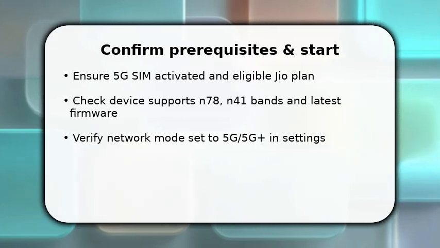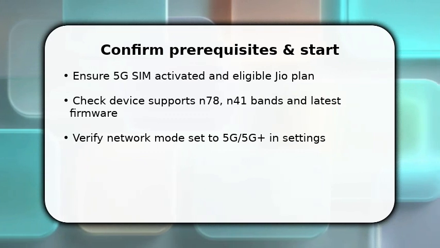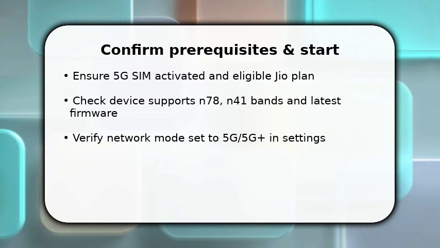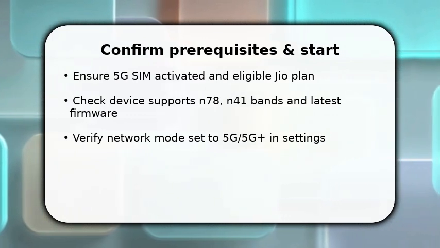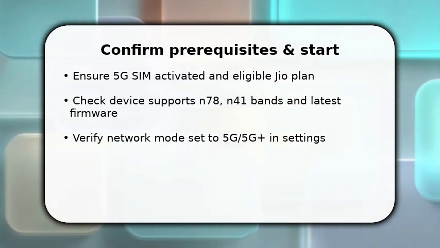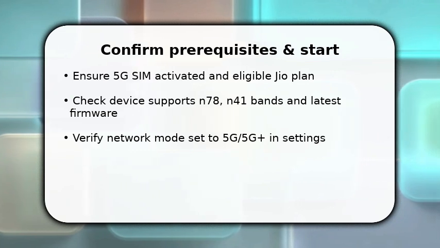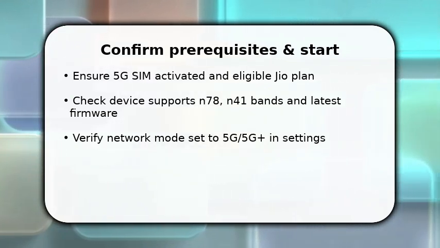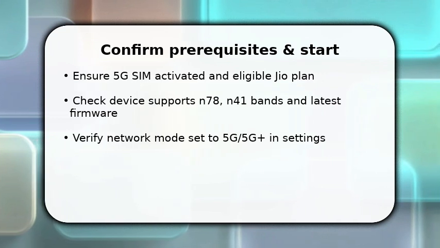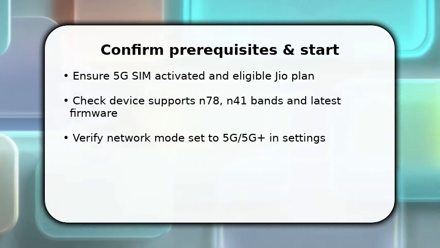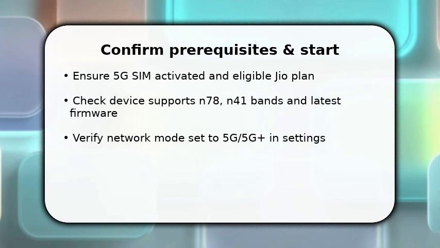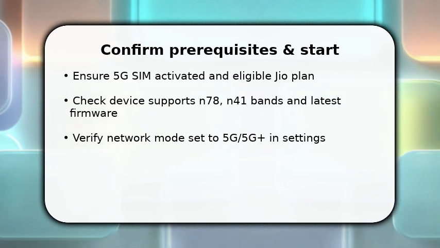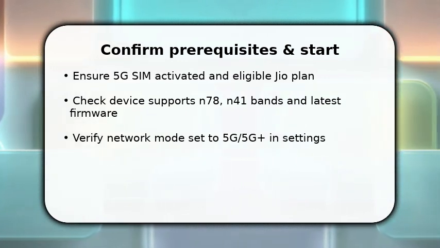You begin by confirming the essentials. Your Geo SIM is activated for 5G and your plan includes access. Next, check the device supports the correct 5G bands like N78 and has the latest firmware installed. Compatibility avoids wasted troubleshooting. Once done, open network settings and set preferred mode to 5G or 5G+. Then reboot the phone so the carrier provisioning and device radio register cleanly with the Geo network.